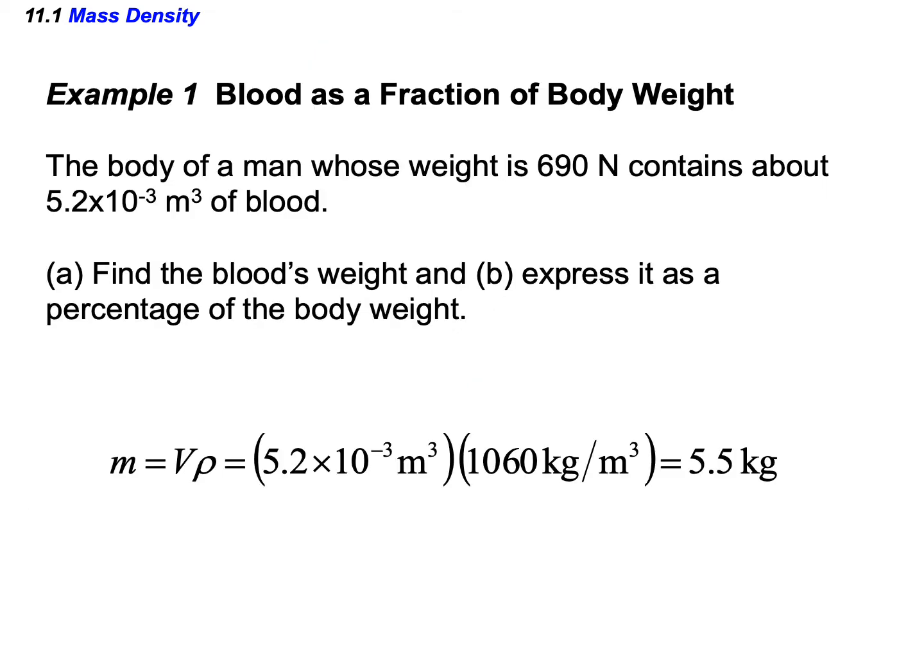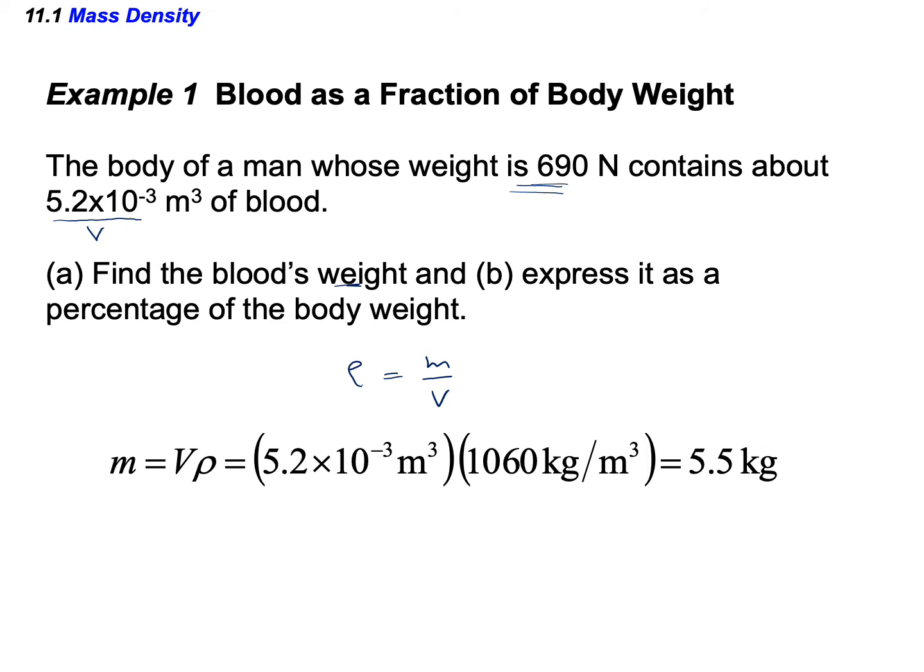Okay, here's a simple example to use this density equation. The weight of a person is 690 newtons and the body contains about 5.2 times 10 to the negative 3 cubic meters of blood, the volume. Find the blood's weight. So the equation is density equals mass over volume.